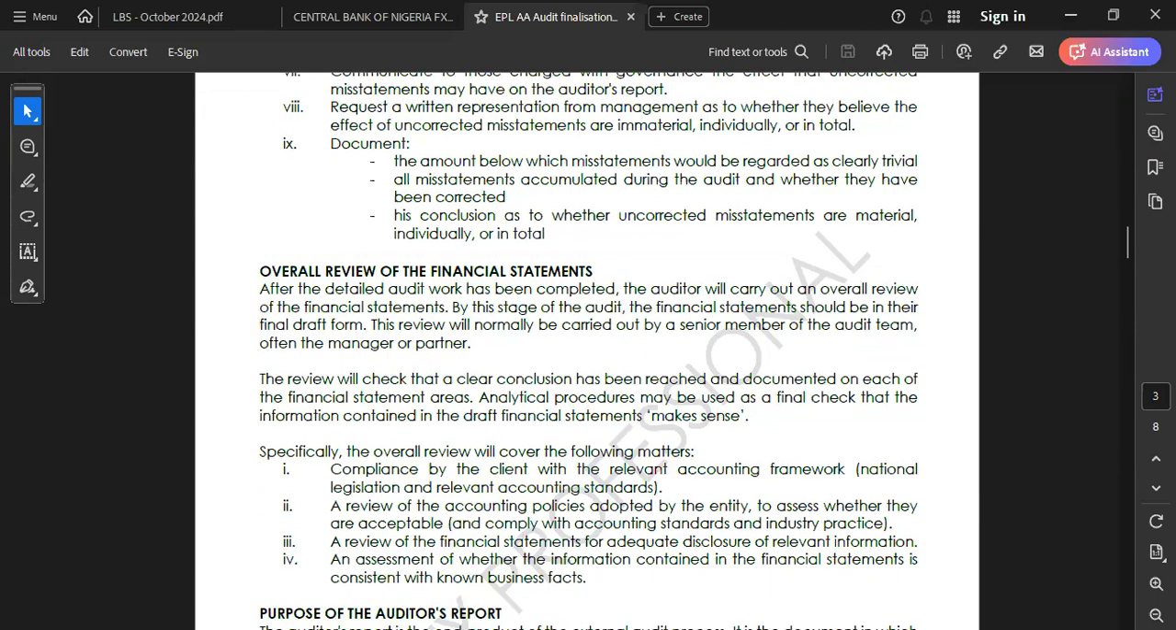Hello, sir. Sir, you said they should communicate with those charged with governance, right? Those charged with governance. Is that the corporate... is it the management? Now, let me explain the difference between management and those charged with governance.